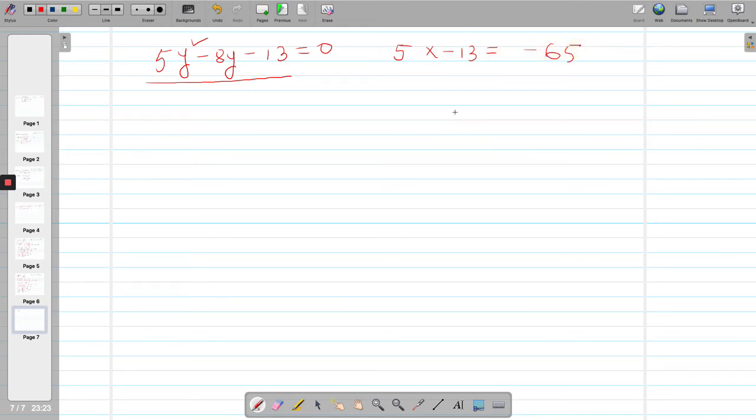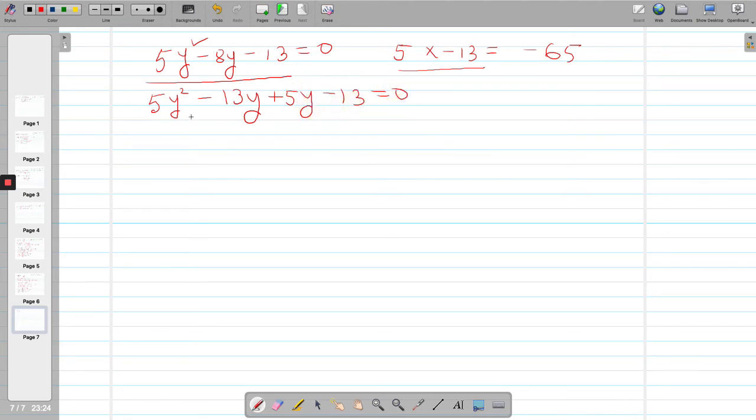Okay, so how many ways can we make this 65? Yes, of course. The difference between 5 and 13 is minus 8, isn't it? Yes. So we can use this one to factorize. We'll write down 5y squared, then minus 13y, and then plus 5y and minus 13 equal to 0.